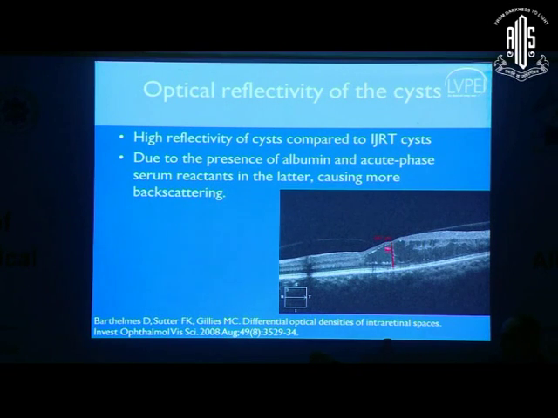So in case of diabetic macular edema, these cysts have actually a slightly hyper-reflective content, which could be the sign that, okay, this could be more of the proteinaceous material which is actually accumulating in these cysts.